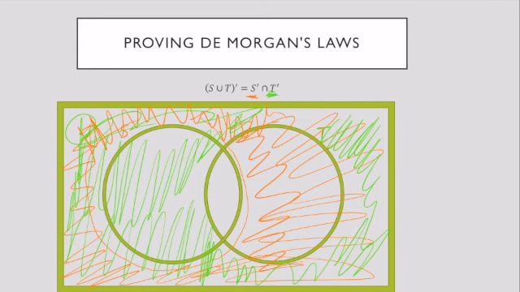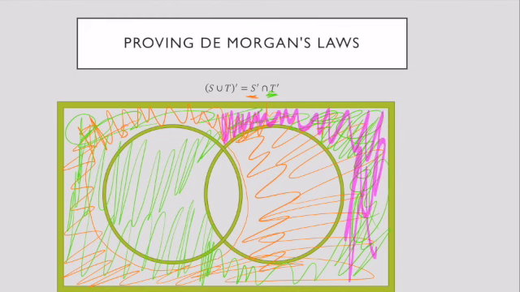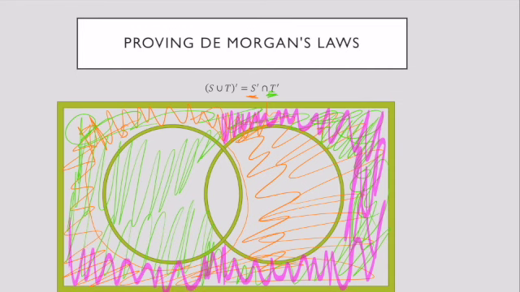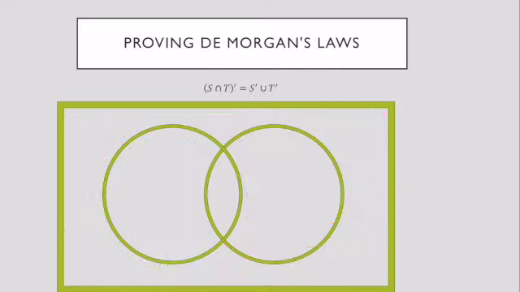So what I need to look at is where I have orange scribbles and green scribbles. And that's going to be in this area here, which is the same as what I had graphed earlier. The same thing is true for intersections, and I urge you to prove that to yourself.